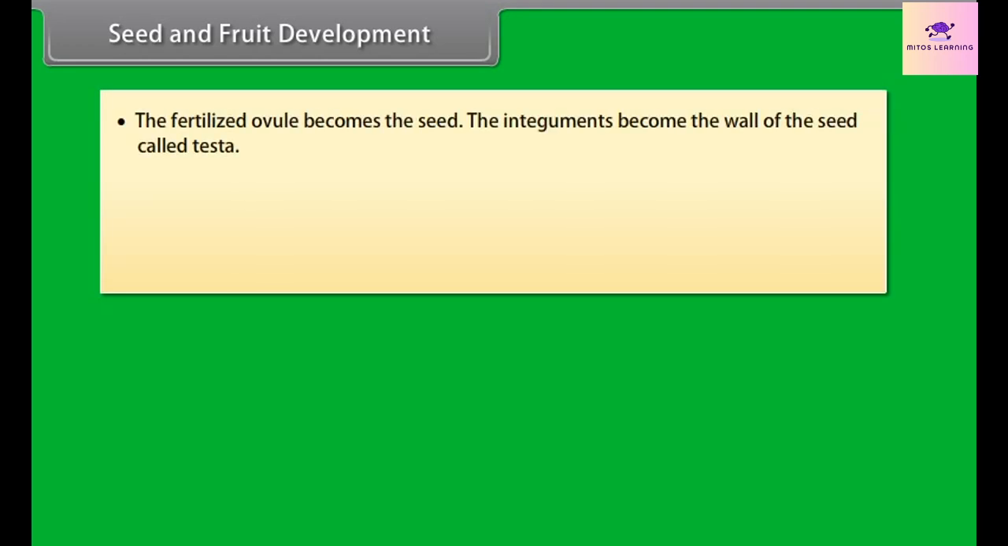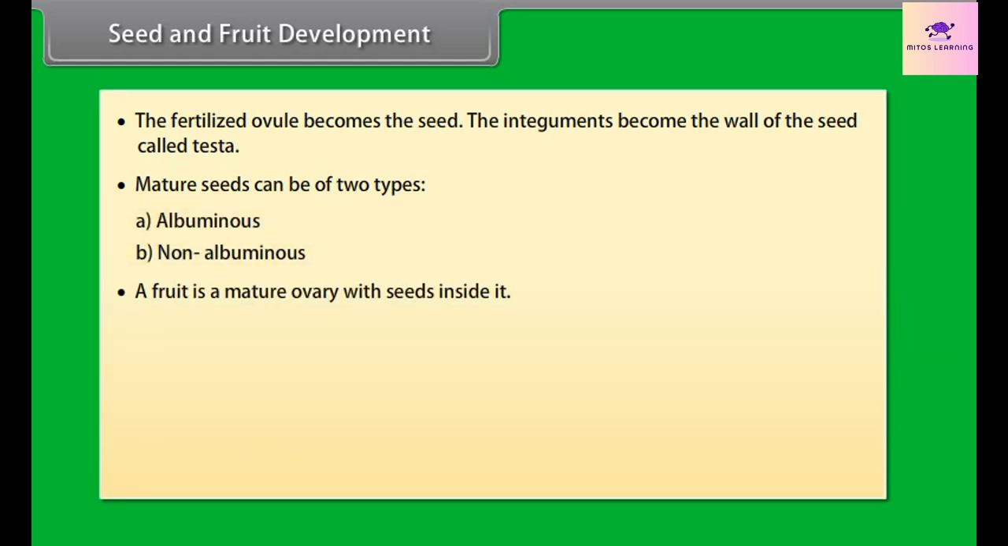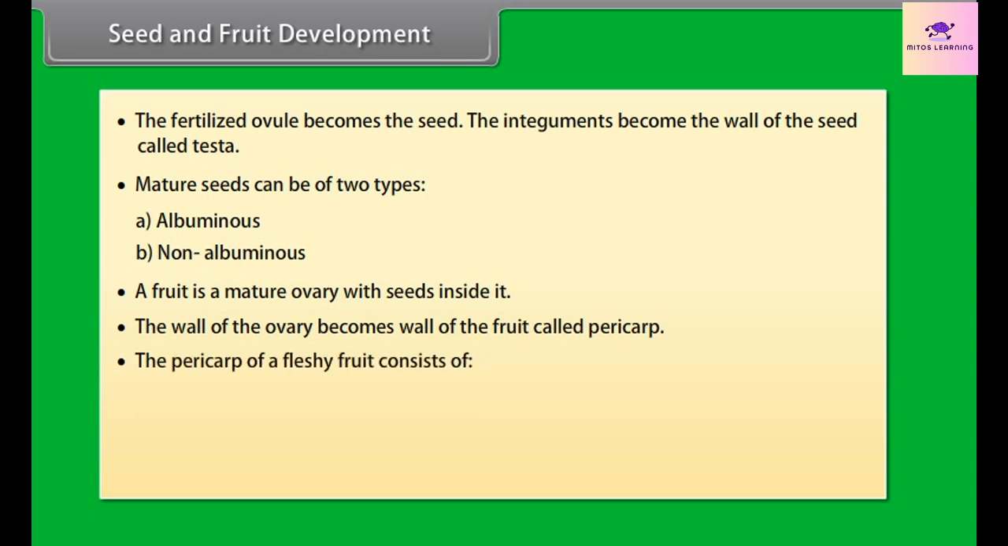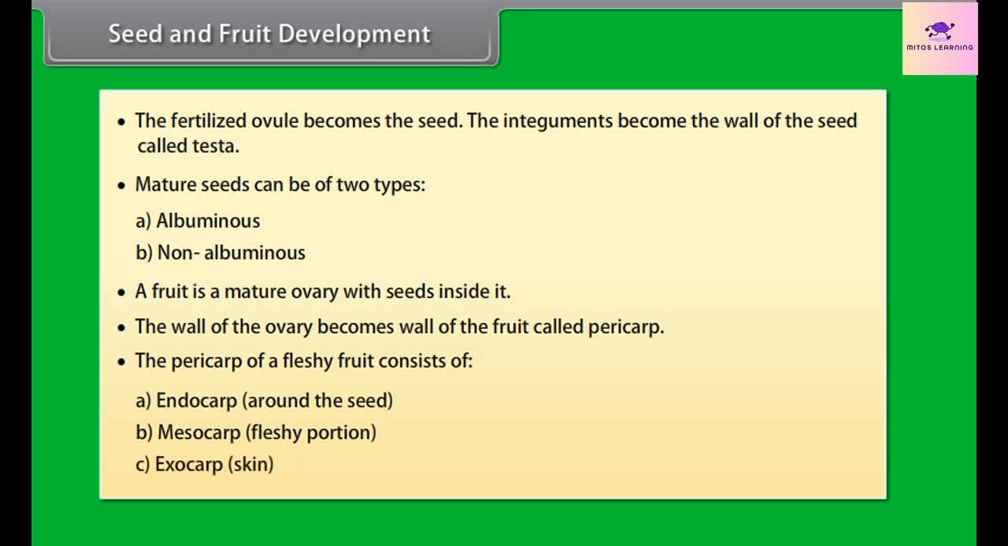The integuments become the wall of the seed, called testa. Mature seeds can be of 2 types: A. Albuminous, B. Non-albuminous. A fruit is a mature ovary with seeds inside it. The wall of the ovary becomes the wall of the fruit, called pericarp. The pericarp of a fleshy fruit consists of A. Endocarp, around the seed, B. Mesocarp, the fleshy portion, C. Exocarp, the skin.